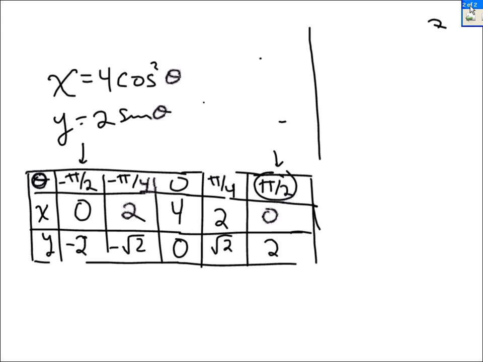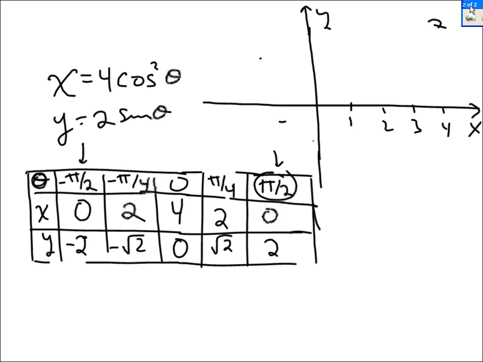The x values go from 0 to 4: 1, 2, 3, 4. The y values go from negative 2 to positive 2: negative 1, negative 2, positive 1, positive 2. And square root of 2 is between 1 and 2. Maybe for argument's sake, there's square root of 2 and negative square root of 2.